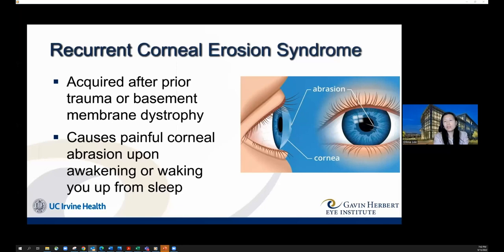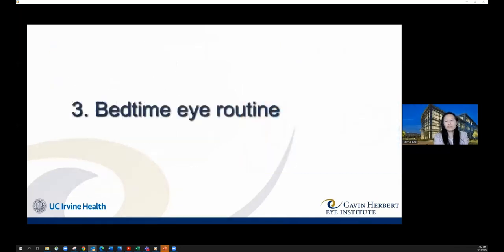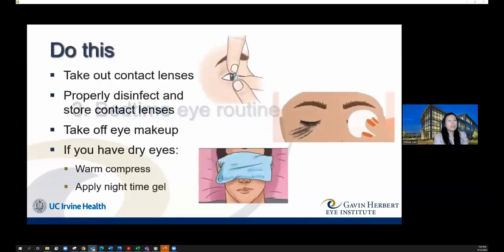We can see certain signs on exam, and if it's happening over and over, very frequently, there are treatments that we can suggest. Finally, I'll close with a few of my do's and don'ts for a bedtime eye routine. So I suggest you do these things.